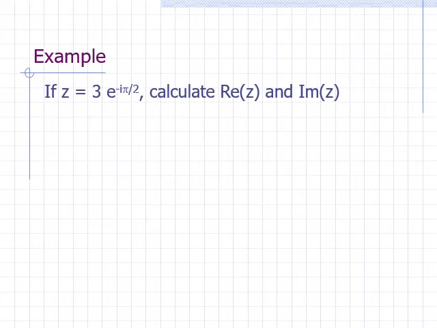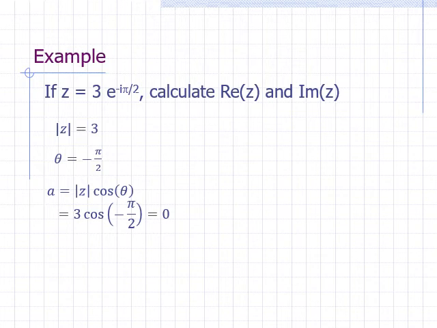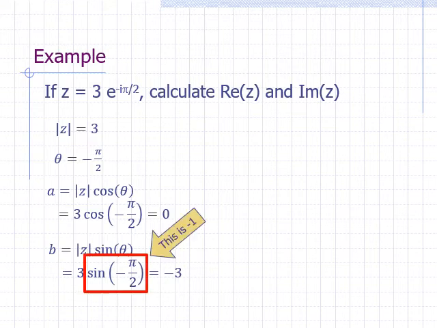If z is equal to 3 times e to the negative i times pi over 2, calculate the real and imaginary parts of z. The absolute value is 3. The phase angle theta is negative pi over 2. So we can calculate the real part as absolute value of z times cosine of theta, and cosine of negative pi over 2 is 0. So a is equal to 0. Similarly, we can calculate the imaginary part as absolute value of z times the sine of theta. Sine of negative pi over 2 is negative 1. 3 times negative 1 is negative 3.